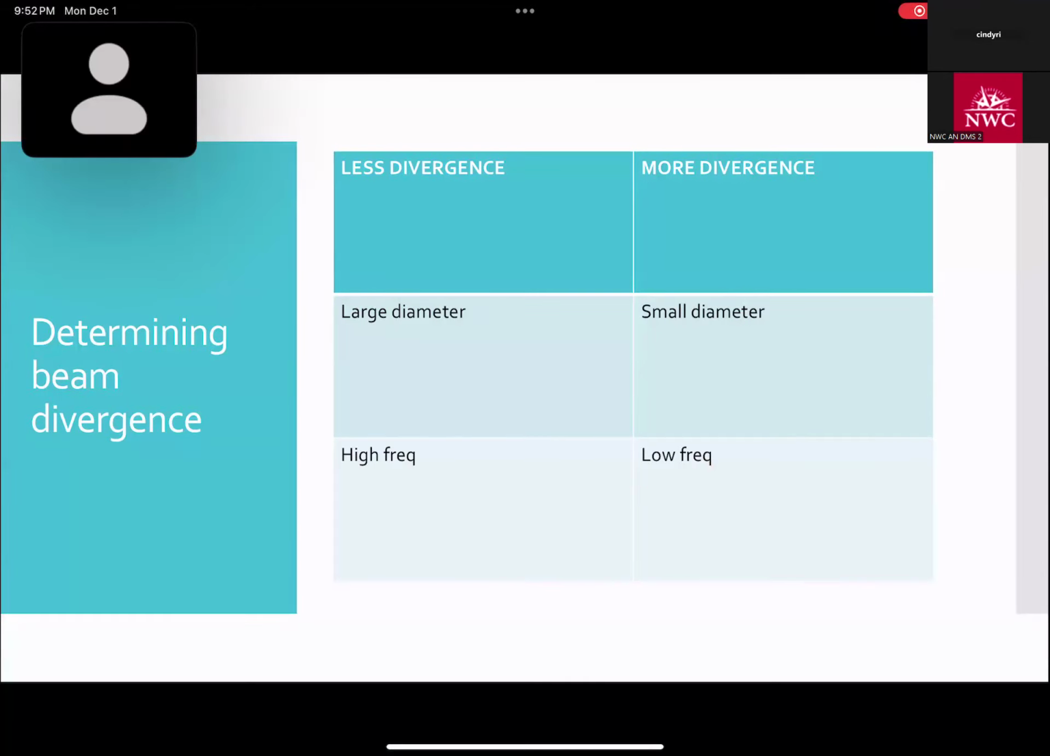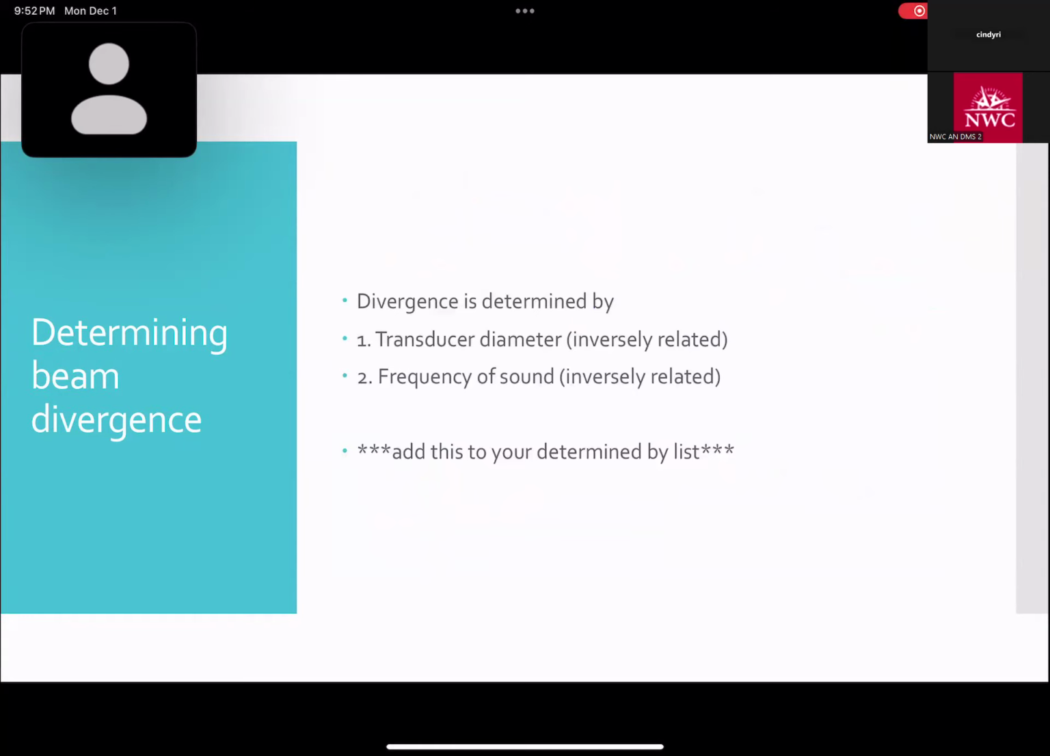So remember, if I go back a couple slides, not only do you have to know that divergence is inversely related to the diameter of the transducer, divergence is also inversely related to the frequency of sound. You've got to also know the relationship. You've got to know whether they're inversely related or direct.